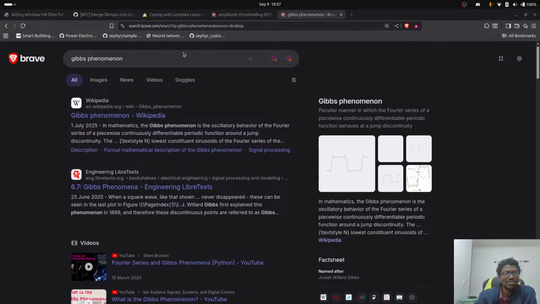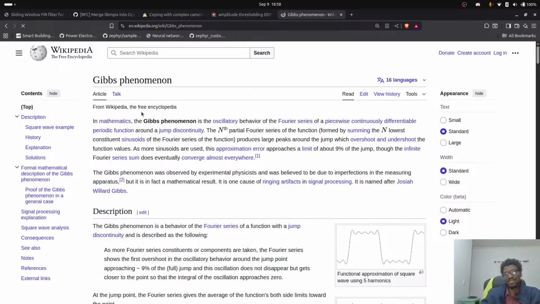Yeah, so we call this the Gibbs phenomenon. It's defined here as the oscillatory behavior of the Fourier series of a piecewise continuously differentiable periodic function. But what I'm saying is these are ripples. You see these ripples? This is what the truncation causes. The truncation of the impulse response causes them, and we want to avoid these ripples. So how do we do that?